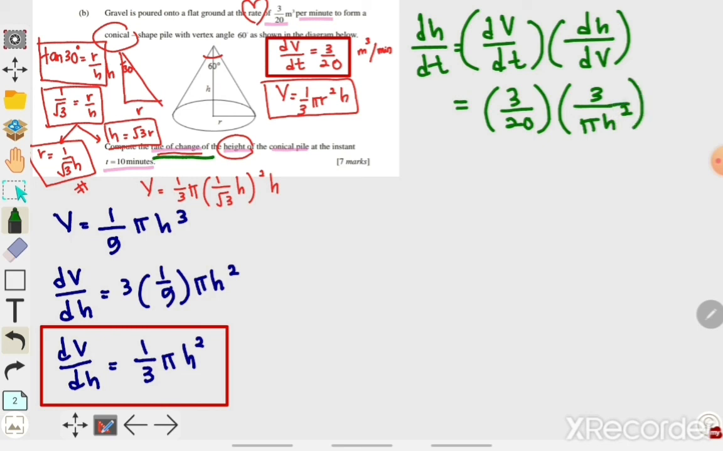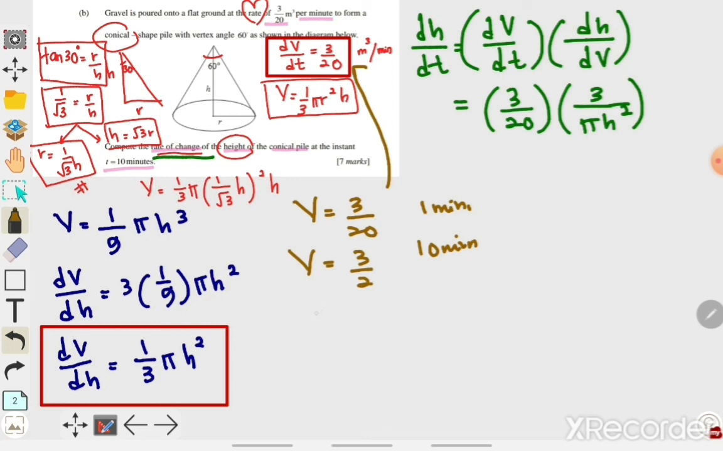This is not done yet because these are already in terms of h, so you have to calculate h. The value of h at t: originally the volume equals 3 over 20 meter cube when this is 1 minute. Now we have 10 minutes. How do we solve this? The volume equals 3 over 20, then times 10. So we have 3 over 2.